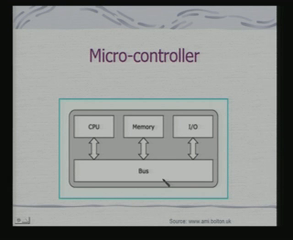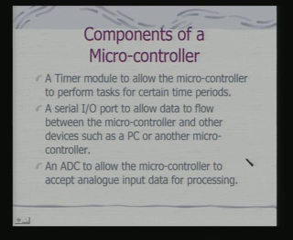So let's look at a basic block diagram of a microcontroller. What we have got? We have got the CPU, we have got memory, and we have got I/O, all connected via a bus. And all these things are integrated onto the same silicon real estate. So they are on the same chip itself.